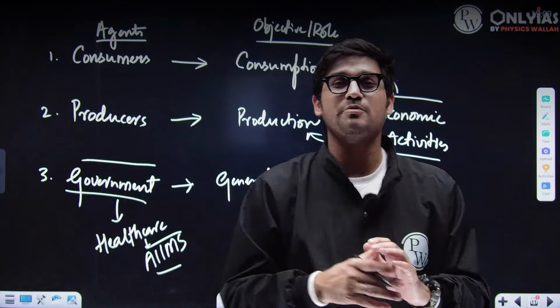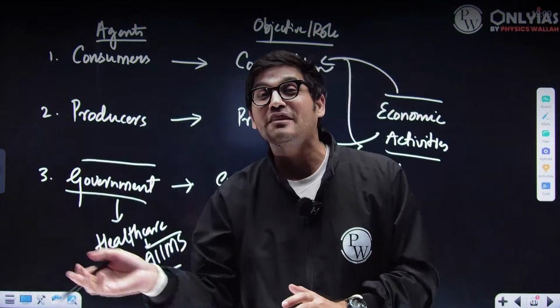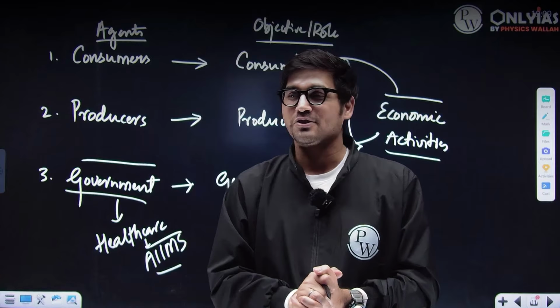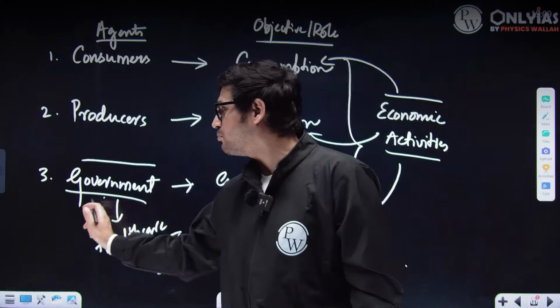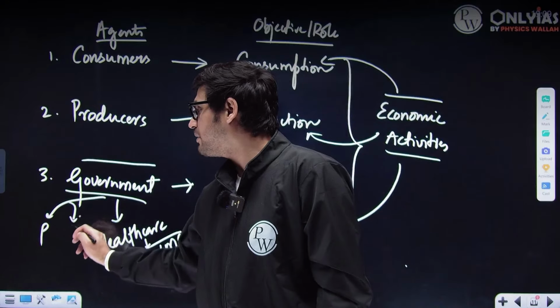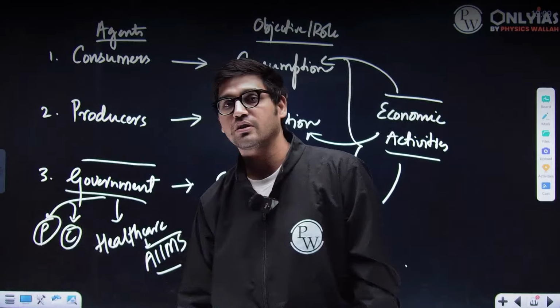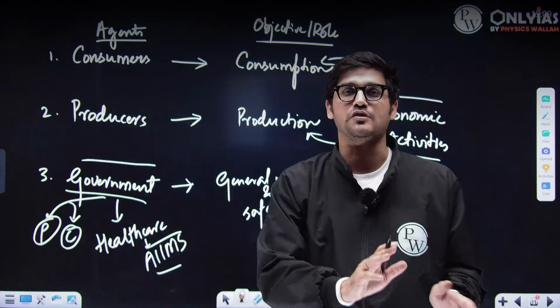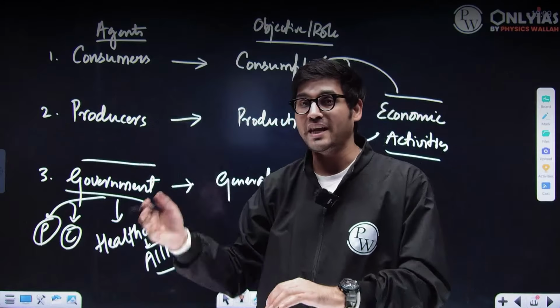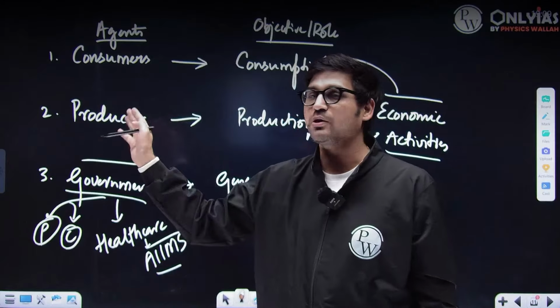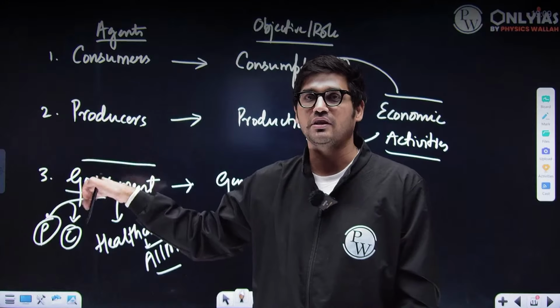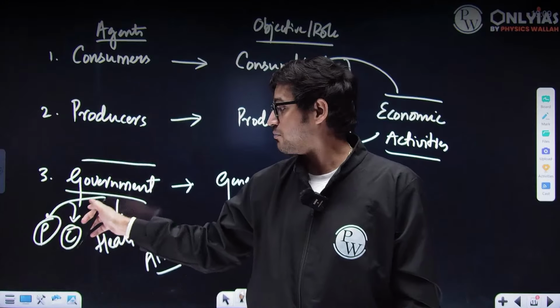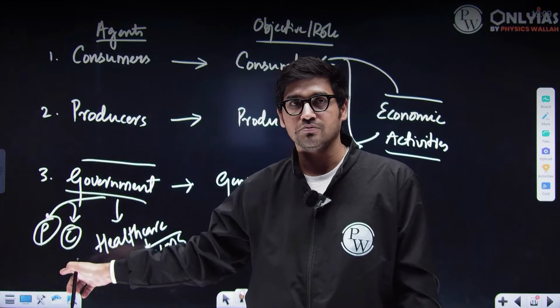They are not produced by the government. The government has to buy them from the market. So what does the government do? Government is both a producer, government is also a consumer. In fact, for that matter, every producer is also a consumer. A consumer may or may not be a producer, but every producer is a consumer, including the government. The government produces things, the government also consumes things.